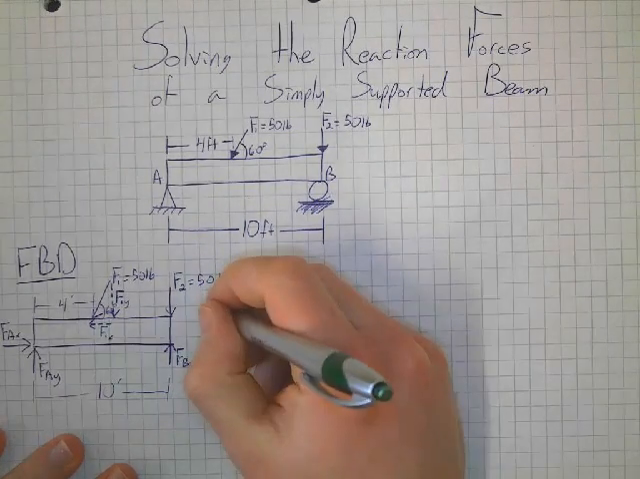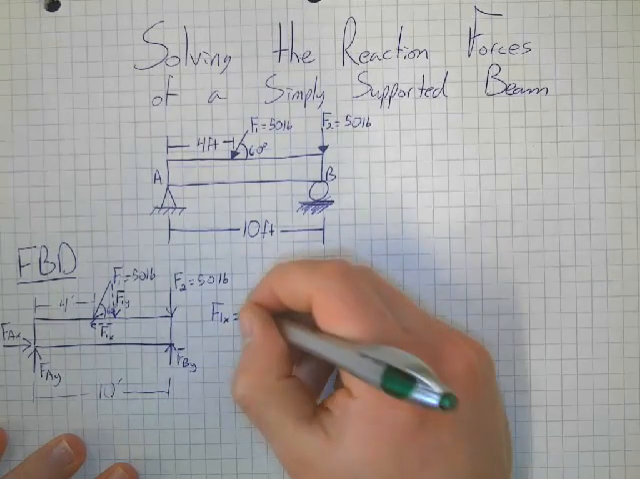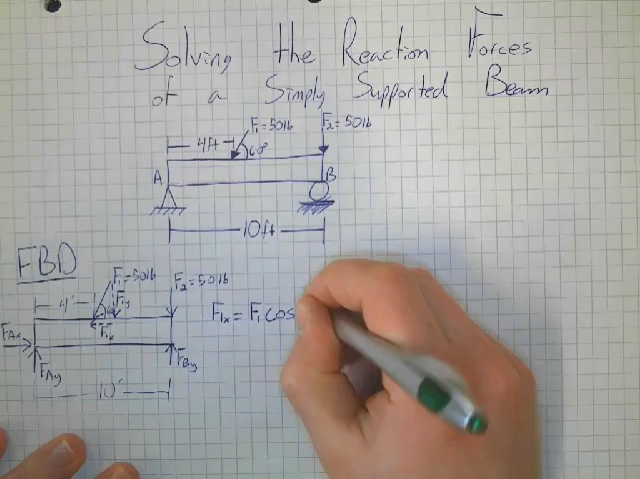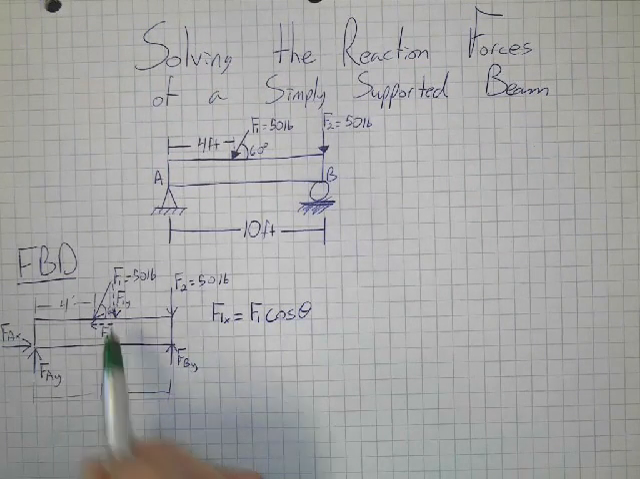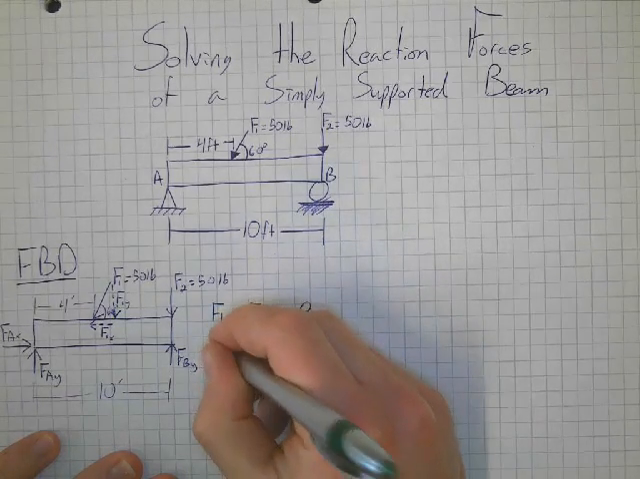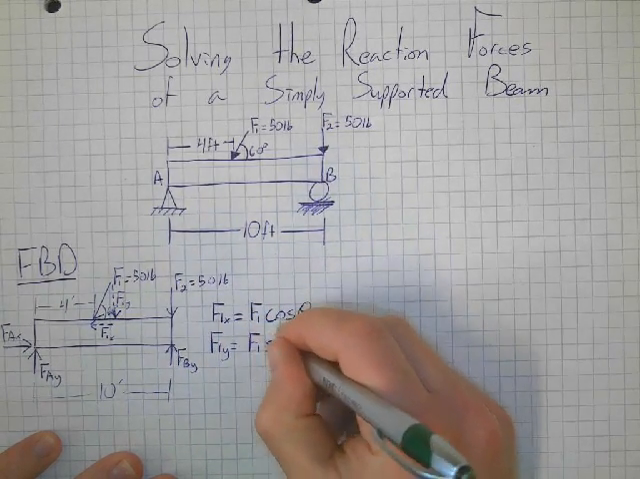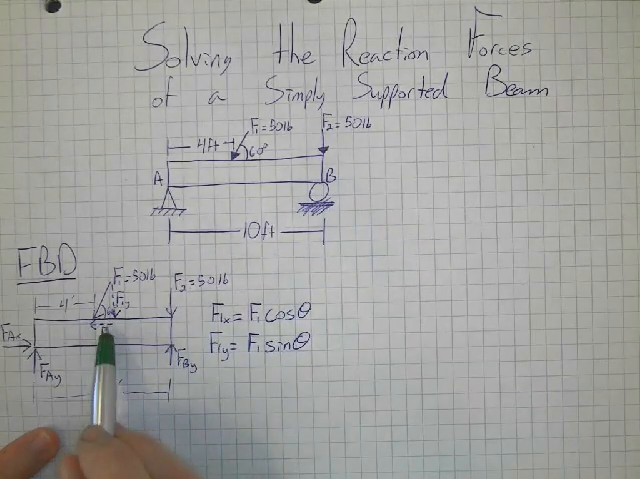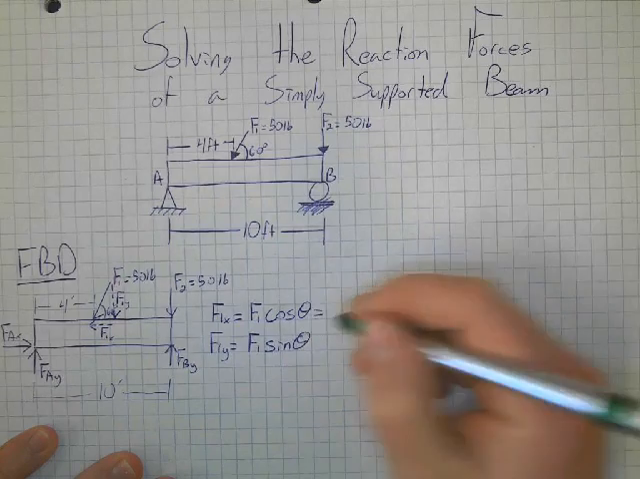So F1 in the x direction is going to be equal to F1 times the cosine of our theta angle. Remember, anytime we have our angle in relation to the x-axis, our x component of the force is the force times the cosine of theta. F1y will be F1 times the sine of theta. So similarly, anytime the angle is in relation to the x-axis, it's the force times the sine of whatever the angle is. So let's write that out.